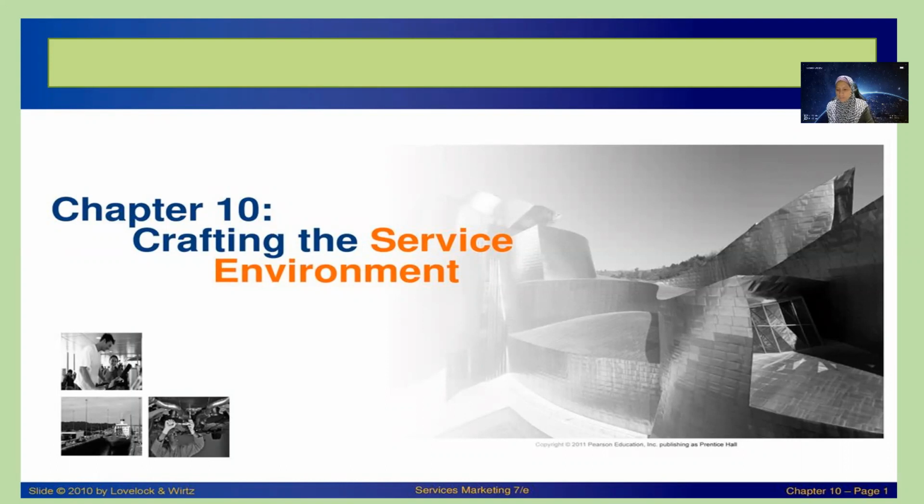Okay, I believe that all of us experience a service environment while visiting the mall, visiting the dentist or visiting the hospital. Actually, you experience the service environment.